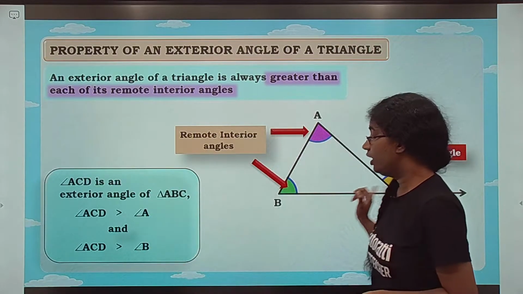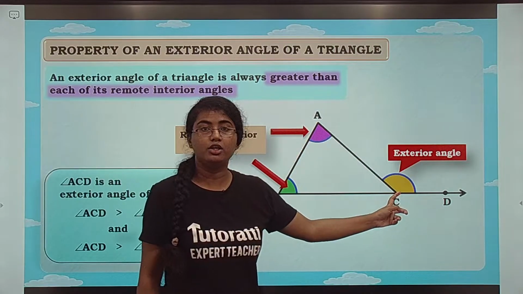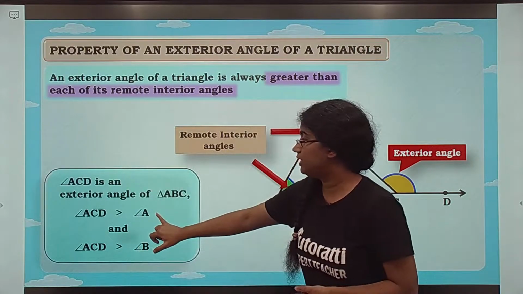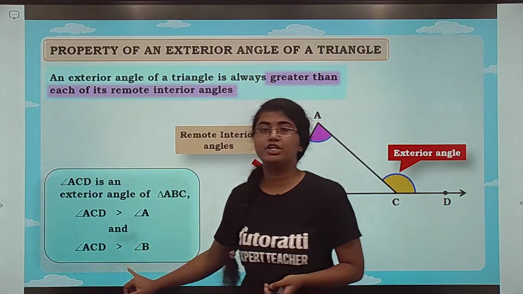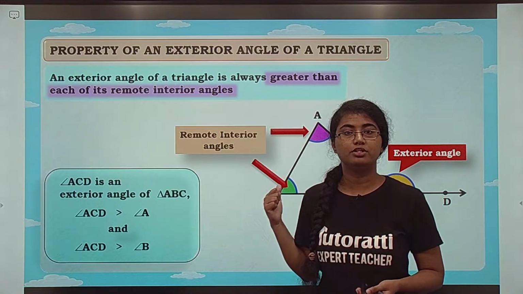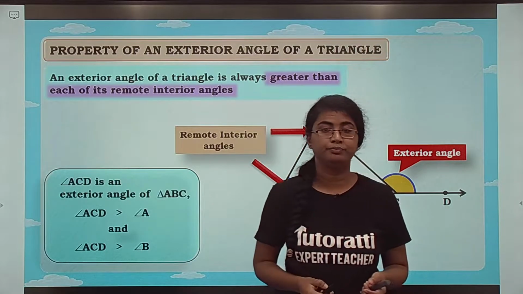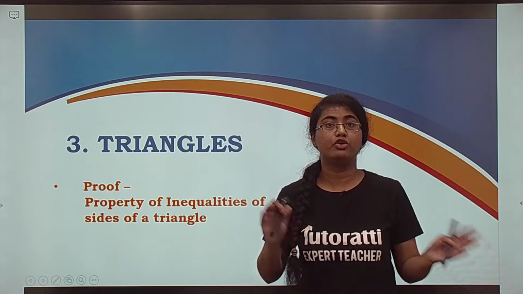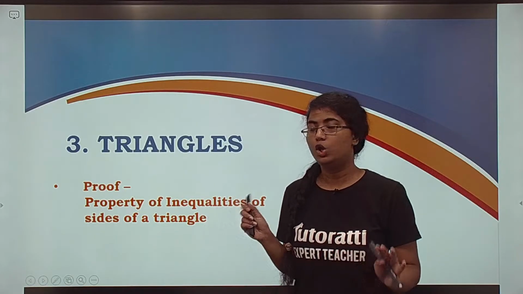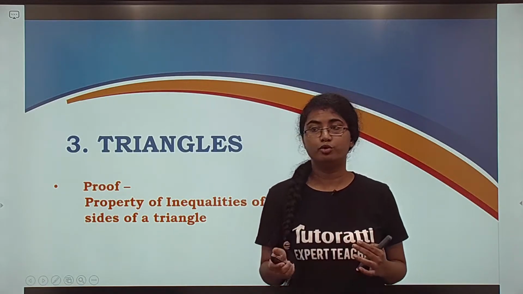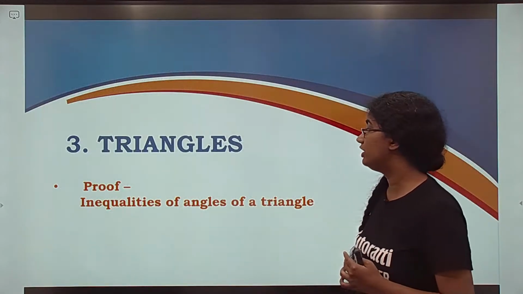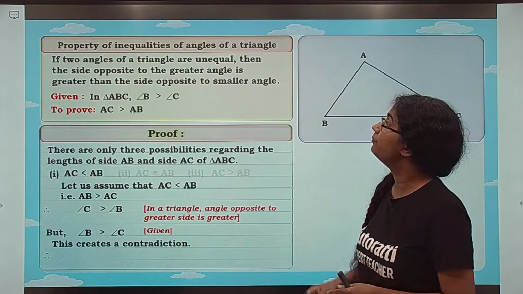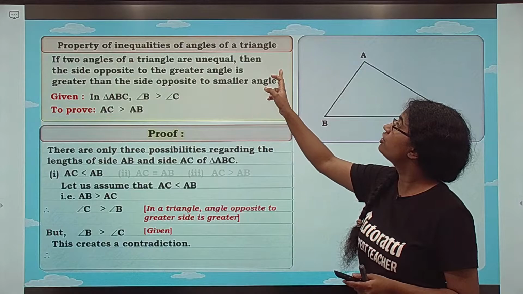So here ACD is your exterior angle and these are your remote interior angles. So the measure of ACD is greater than A and the measure of ACD is greater than B. Is it clear? This is the property of exterior angle of a triangle. Alright, now let's talk about property of inequalities of a triangle. Now we are going to try to prove these properties, okay? Quickly we'll go through all these and try to prove the inequalities. So the first inequality that we are going to take is inequalities of angles. Let us see. Property of inequalities of angles of a triangle.